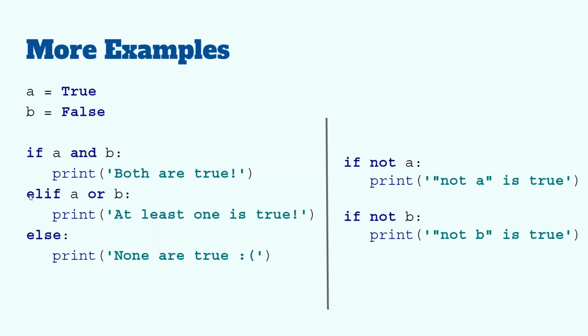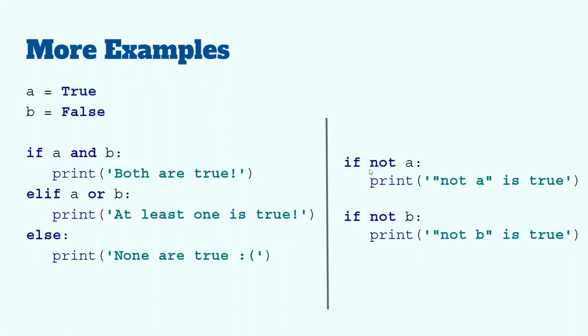So then we'll go to the next one. So elif A or B. Remember for or, at least one of them has to be true. They can both be true, that's fine. Then here we do have one of them true, which is A. So that means that this will print out. And remember the else is skipped because this ended up being true.